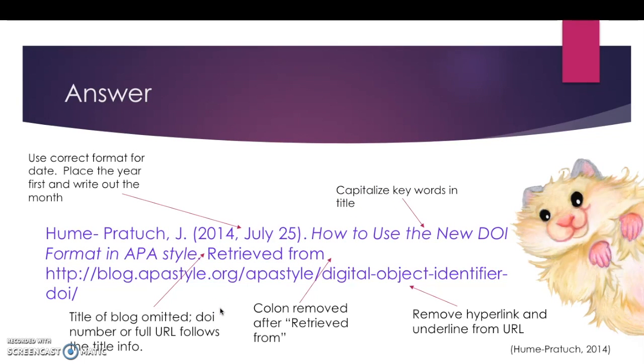Were you right? Helpful Hamster has some tips to see if you missed any corrections in your citation. Remember to capitalize keywords. You can remove unneeded punctuation and make sure the date is in the correct format. Also, the hyperlink was removed.